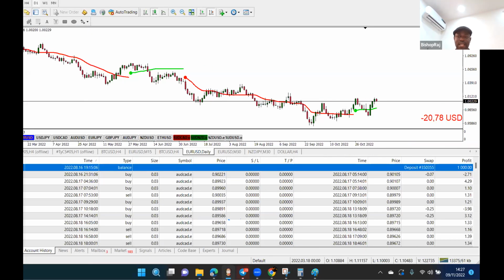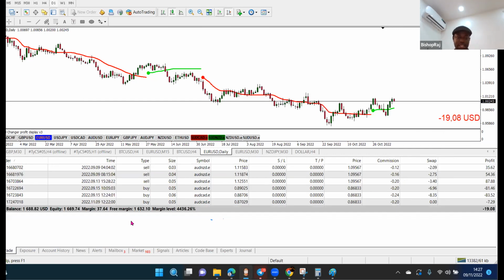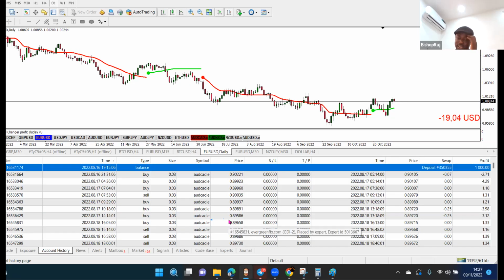All right, this is another account. It's presently in a drawdown of $20. Let's see the trade. These are the trades running, and the drawdown keeps moving. But let's go back to the history. Let's look at the history.